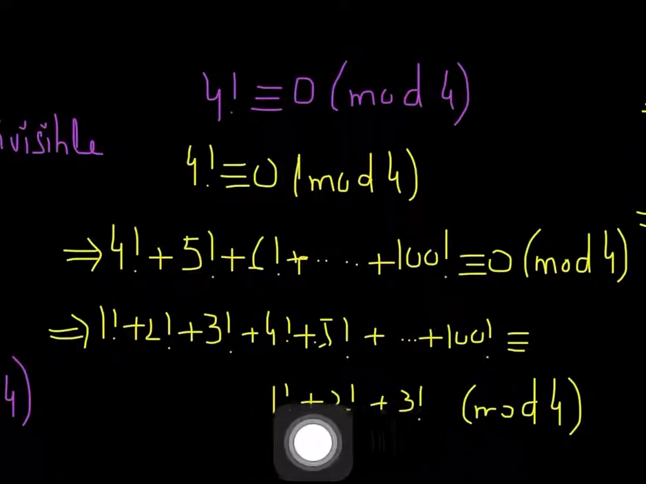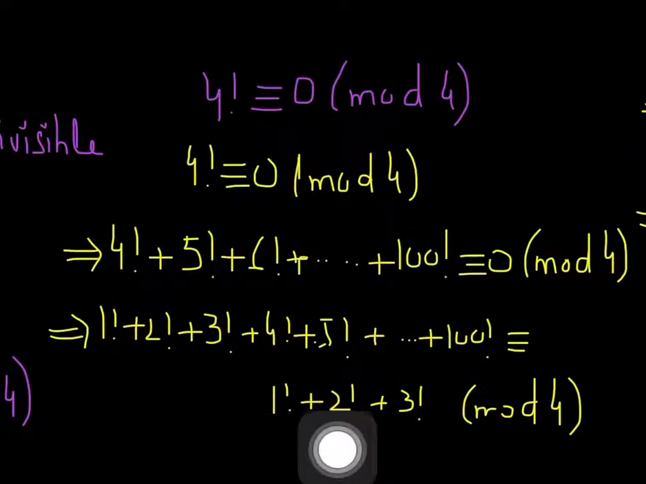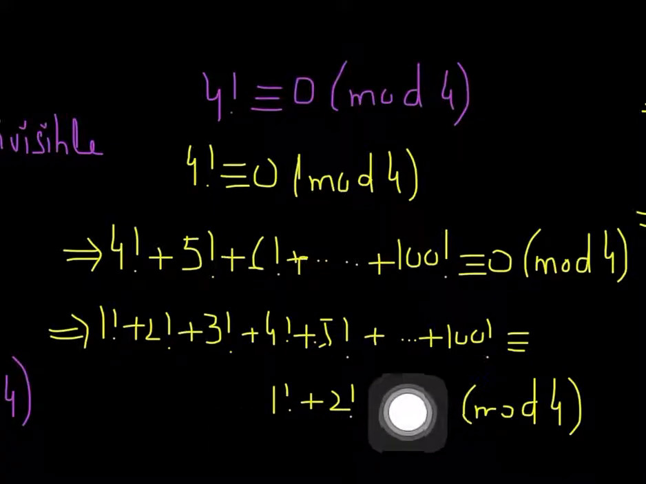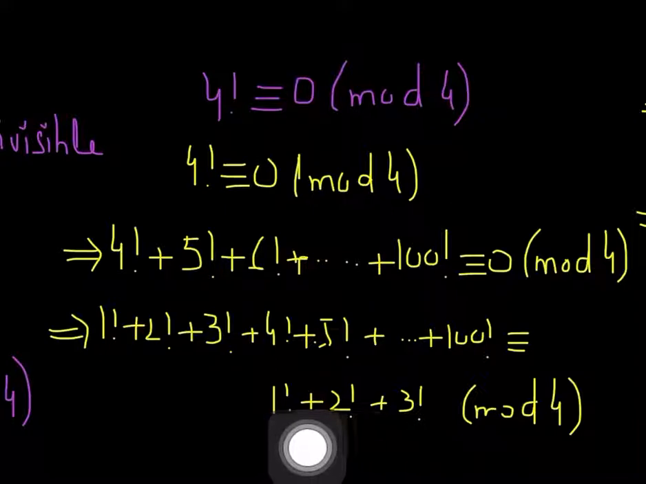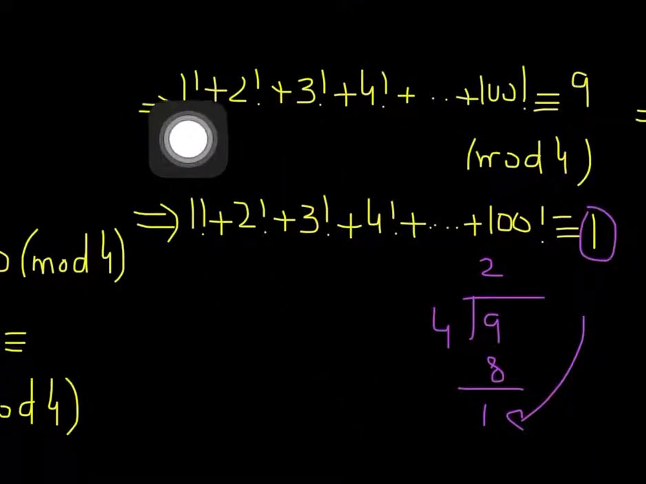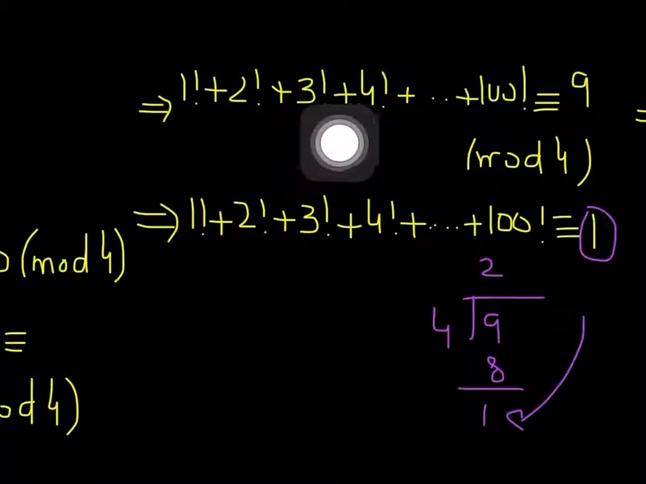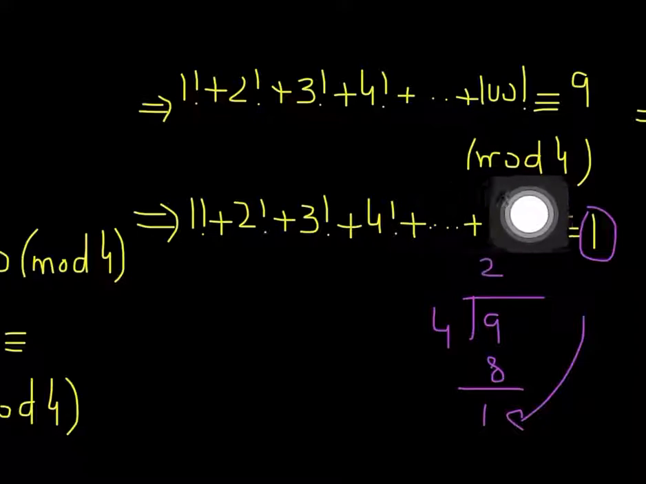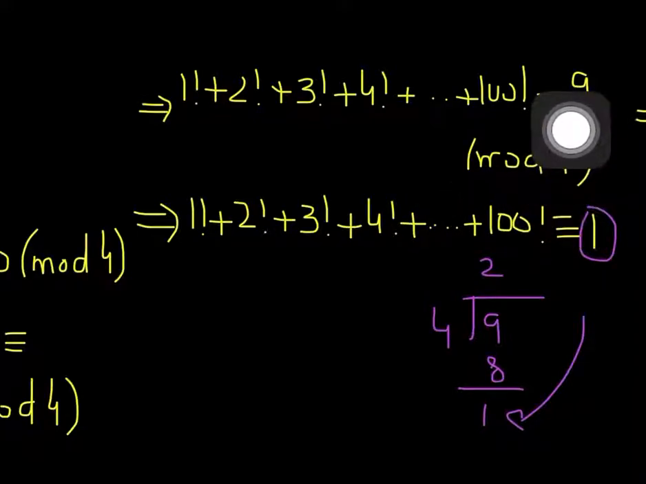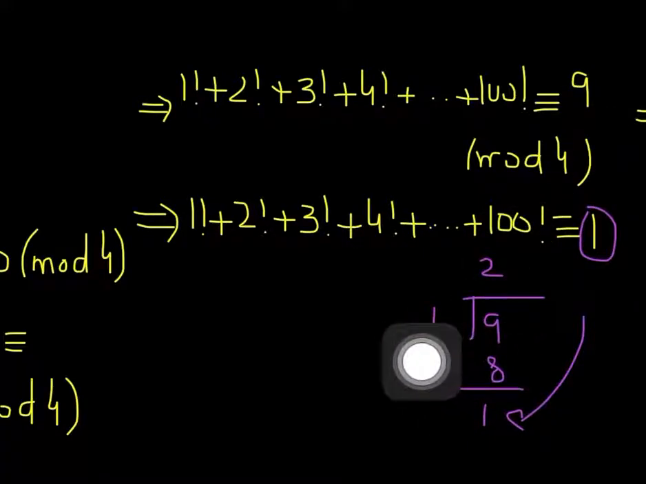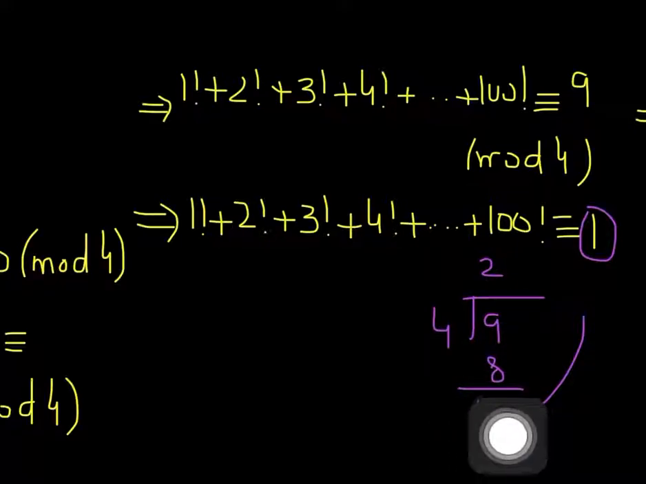Now solving these factorials, here is 1 plus 2, that is 3, plus 6. So 3 plus 6 is equal to 9. So I can write 1 factorial plus 2 factorial plus 3 factorial plus up to 100 factorial is congruent to 9 modulo 4. But 9 is not the remainder, so I divide it by 4. 4 times 2 is 8, so 1 is the remainder here.